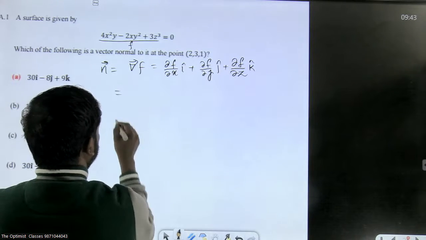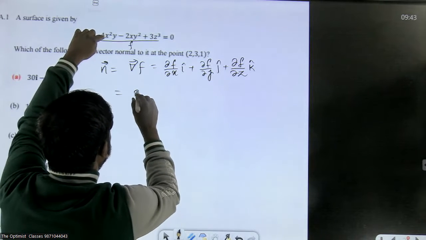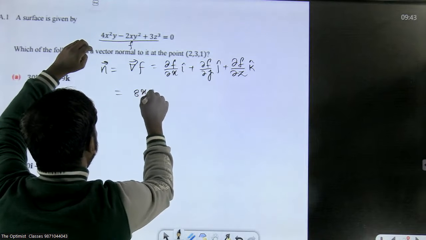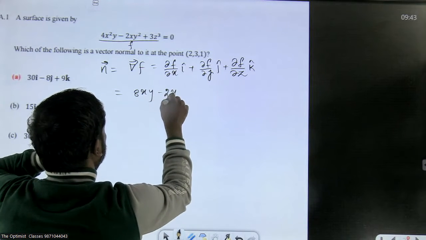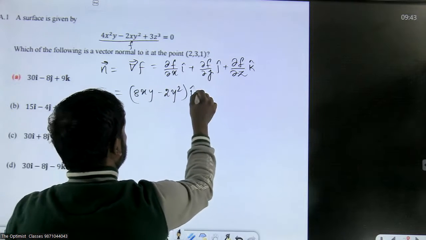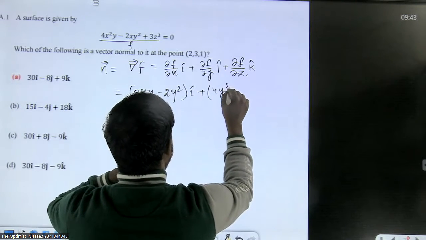So let's differentiate it with respect to x. When you differentiate it with respect to x, you get here 2x, so it becomes 8xy. And when you differentiate this one, you get minus 2y squared, i cap. Plus, when you differentiate it with respect to y, you get here 4y squared.